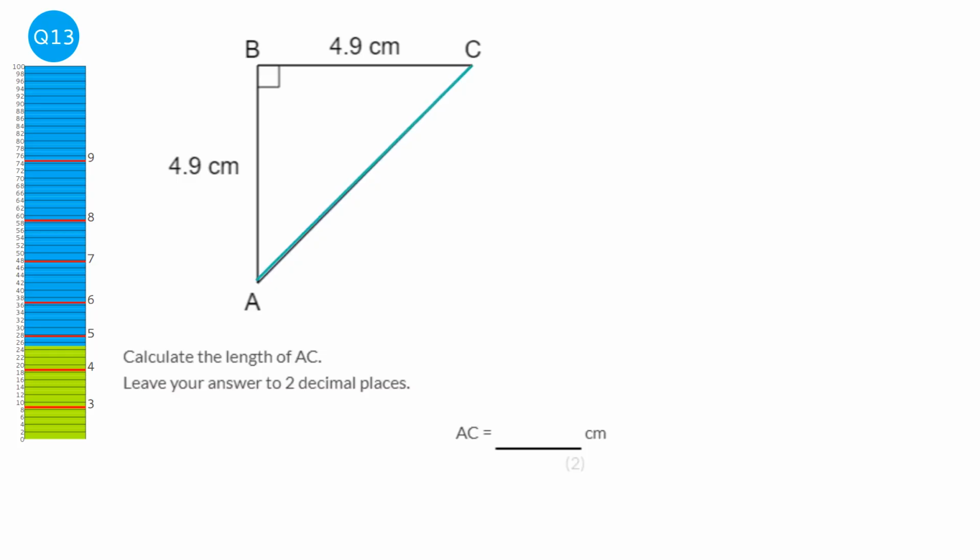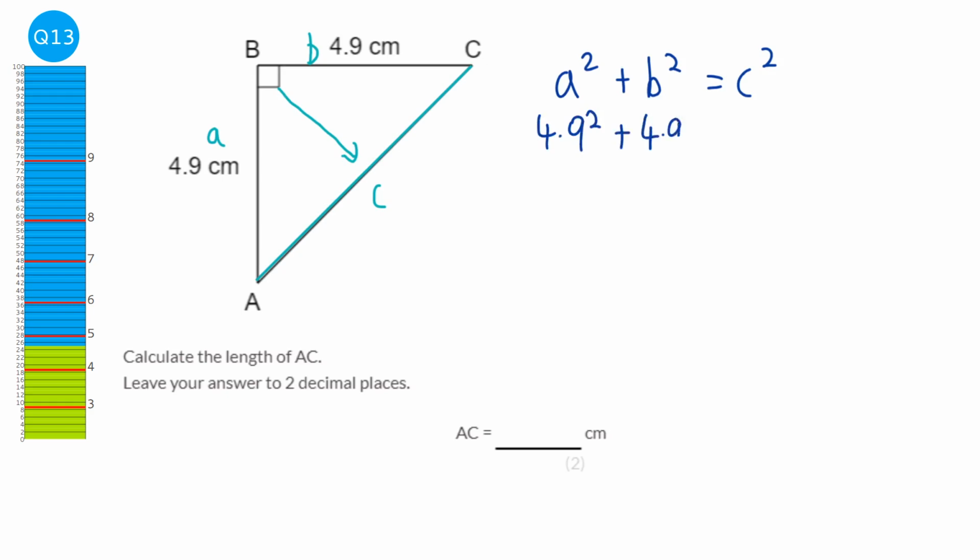So we're given a right angle triangle here, and we're asked to find length AC, which is this length here, and we're given 2 other lengths, so we're going to be using Pythagoras. Pythagoras involves us labelling the sides, A, B, and C, with C being the one opposite the right angle. And we know Pythagoras is a squared plus b squared equals c squared. Both a and b here are 4.9, so it'd be 4.9 squared plus 4.9 squared equals c squared.